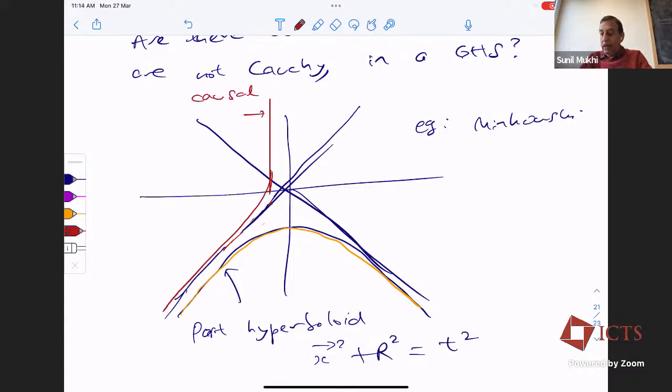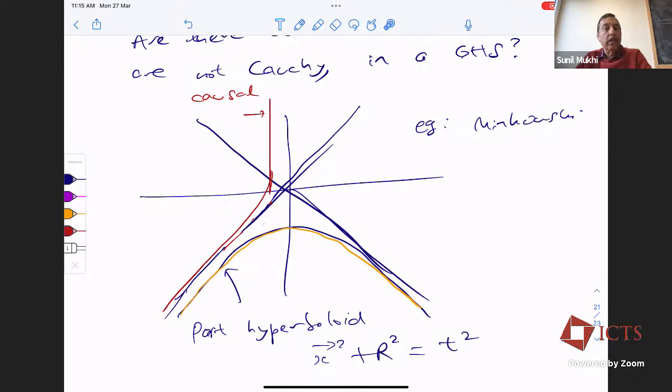Causal simply means time-like or null. In the upper part, it's time-like. In the lower part, it's null. It's not space-like ever. And it doesn't even actually become null. I can make such a curve which is very close, which is time-like and asymptoting to become null. But you see that it doesn't intersect. So the red curve doesn't intersect the yellow curve.